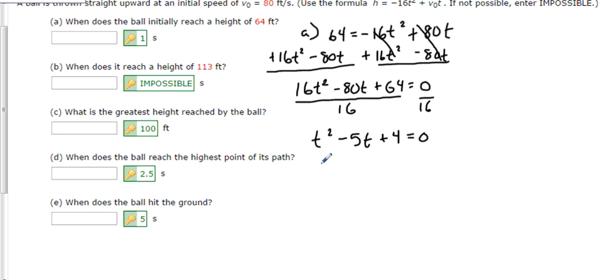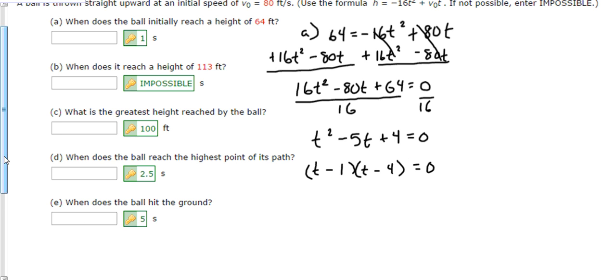factor out this equation, and we need two factors of the number 4 whose sum is negative 5. If you multiply two numbers together to get a positive and their sum is a negative, both of those factors have to be negative. So let's write out our two binomials here. I'm going to have a t there, and the two numbers that multiply to get positive 4 but add up to negative 5 are negative 1 and negative 4.